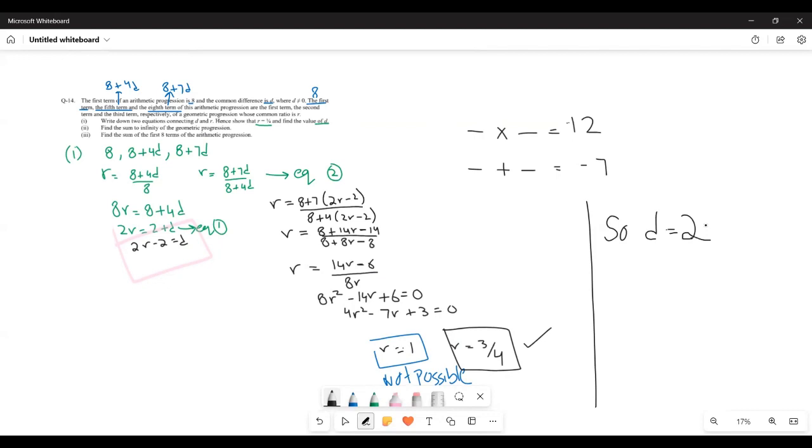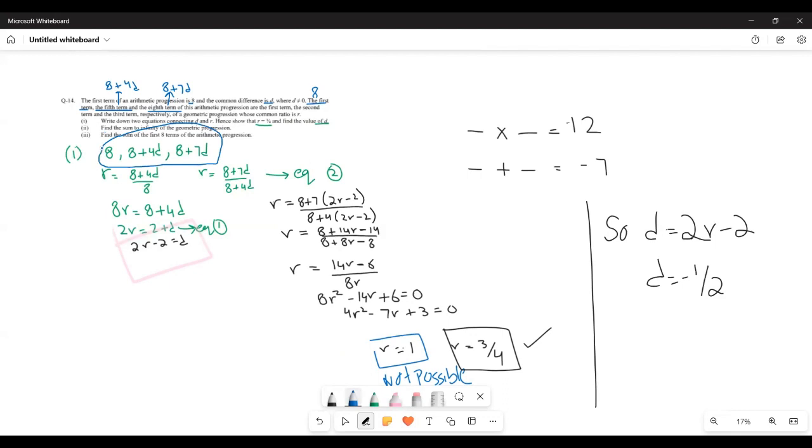Miss, -1/2. All right, so D is -1/2. Okay. Part 2 says find the sum to infinity of the geometric progression. So what was the geometric progression?